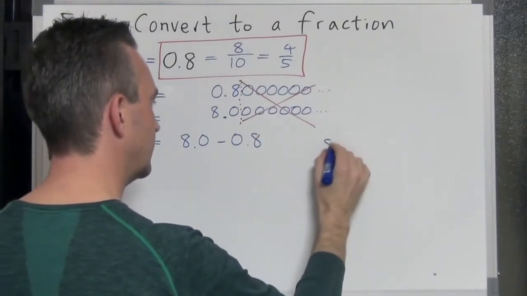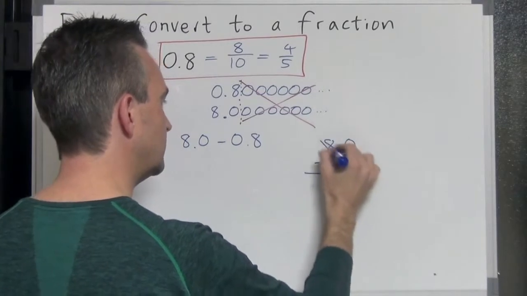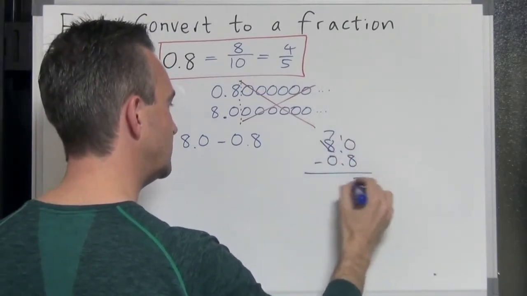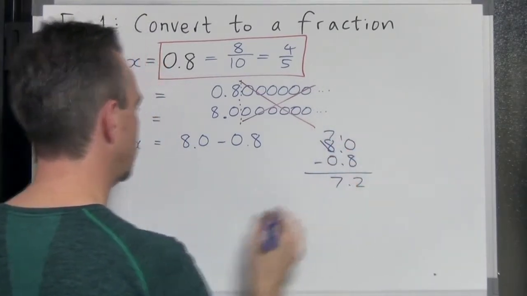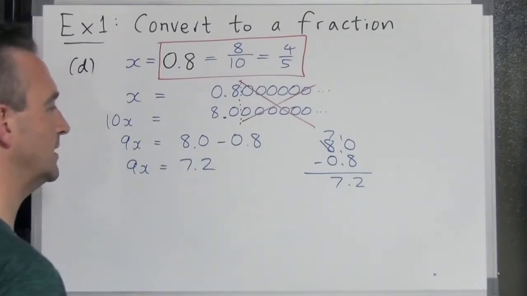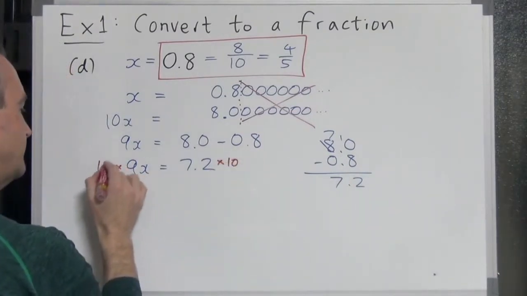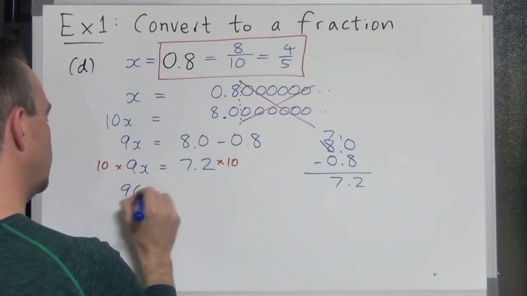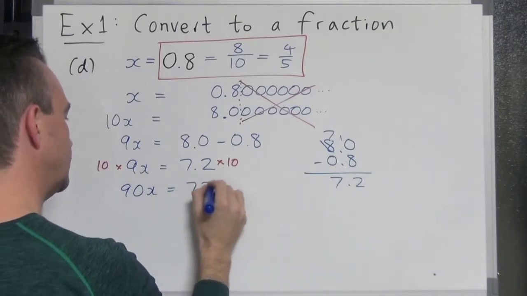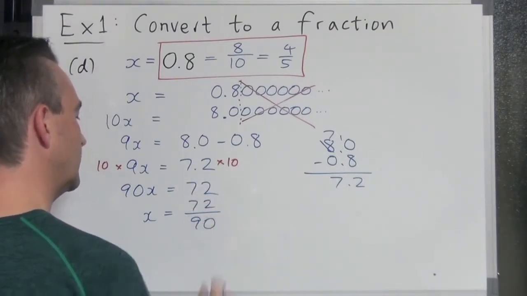What is that? 8.0 minus 0.8 becomes 7. 10 minus 8 is 2. 7 minus 0 is 7. So we get 9x equals 7.2. Let's get rid of the decimal. Multiply both sides by 10. Giving us 90x equals 72. X is going to be 72 over 90.